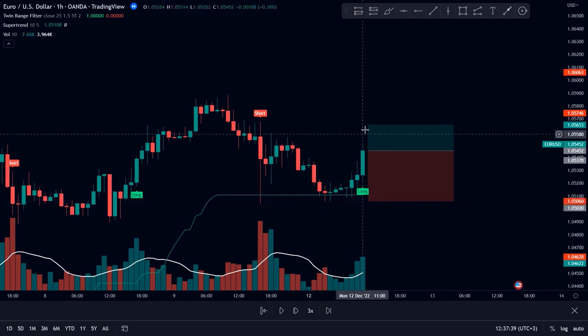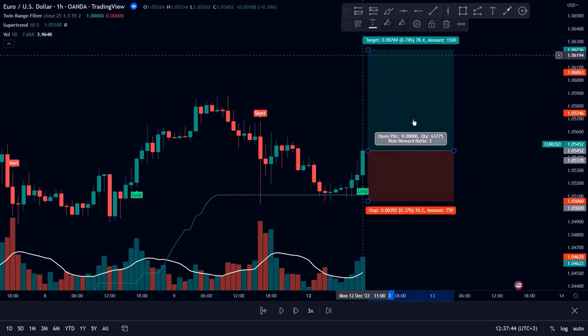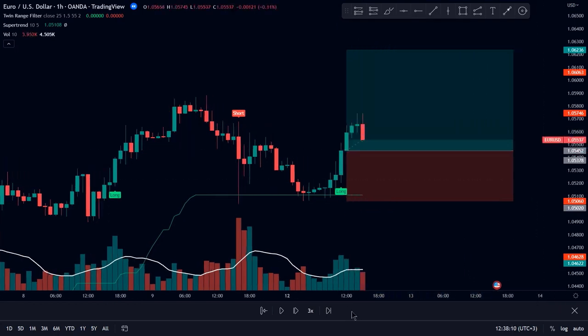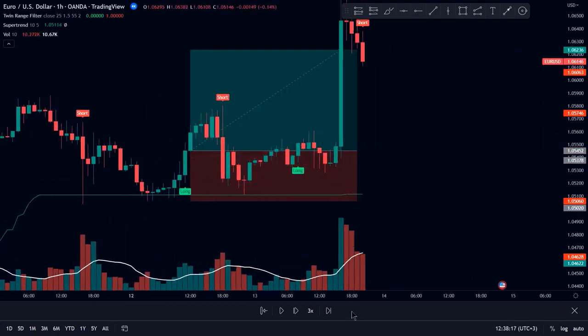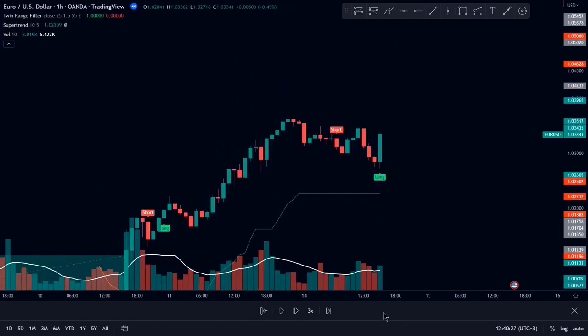For the take profit, we're gonna set it at 2 times the risk. We let this trade run and full TP. Now here's another example.